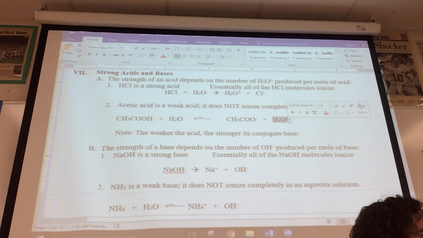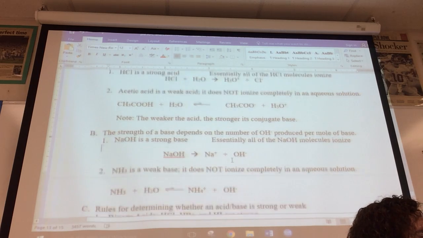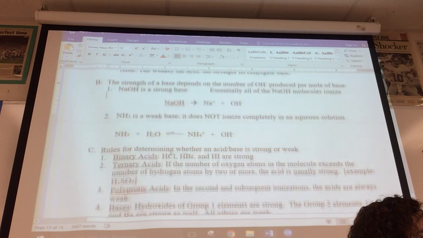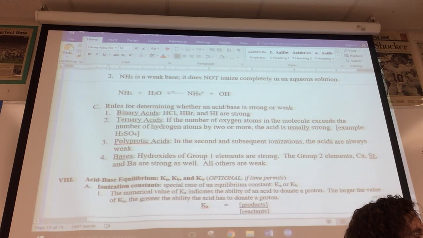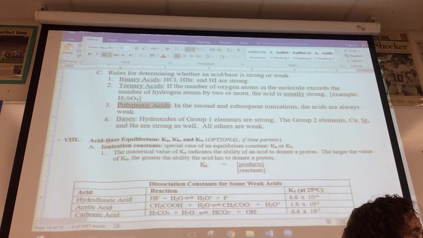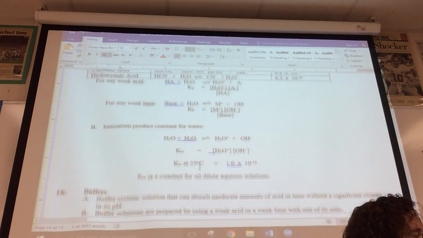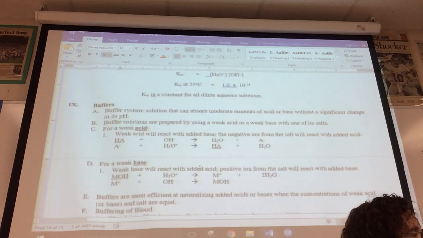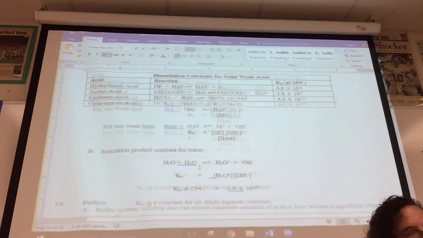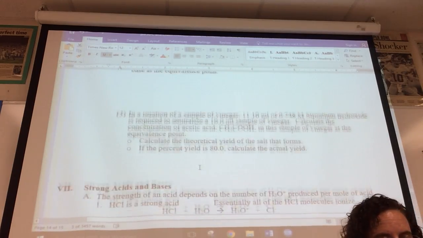That's more for AP or advanced chemistry. We talked about strong bases as well. We talked about the binary acids as well as the ternary and the polyprotic acids. So this just summarizes what we've already talked about. In regard to Ka, Kb, and Kw, I'm not going to get into this at the honors level. I think it's very complicated. For those of you who want to go through it, I'm more than happy to go through it with you.